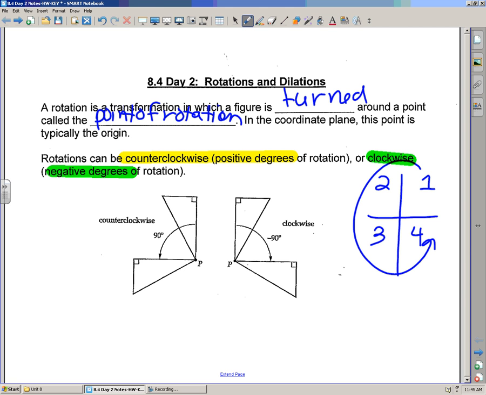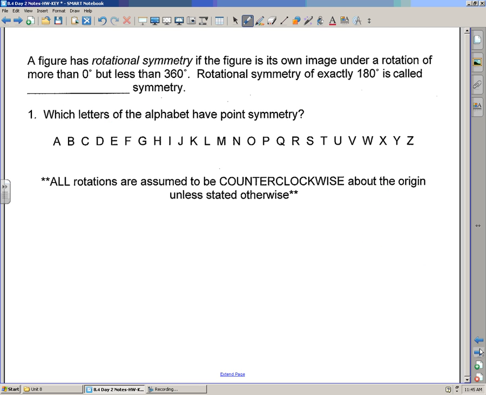All right? So when we talk about rotational symmetry, you've got rotational symmetry if a figure can be turned about a point and end up becoming itself again, where you've gone more than 0 degrees but less than 360 degrees. Rotational symmetry of exactly 180 degrees is considered to be point symmetry. So point symmetry basically says that if I can turn a figure exactly 180 degrees and the figure is itself, then I've got what's called point symmetry.